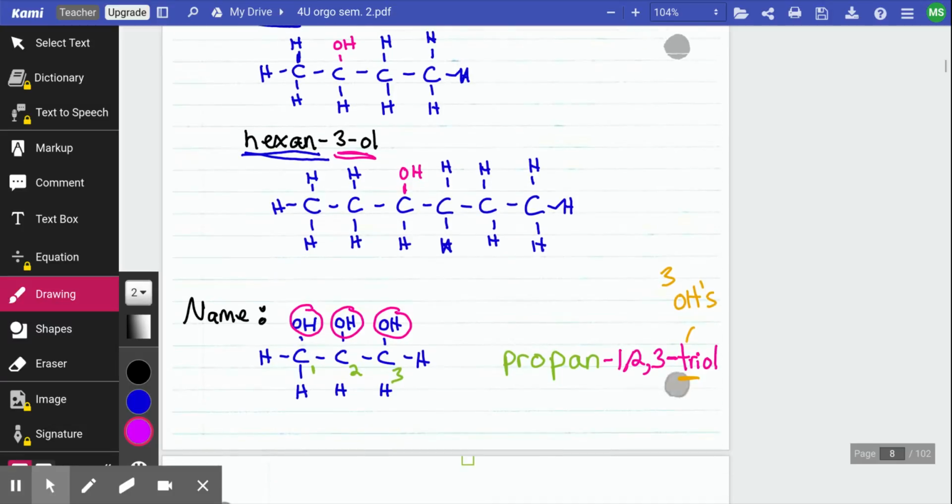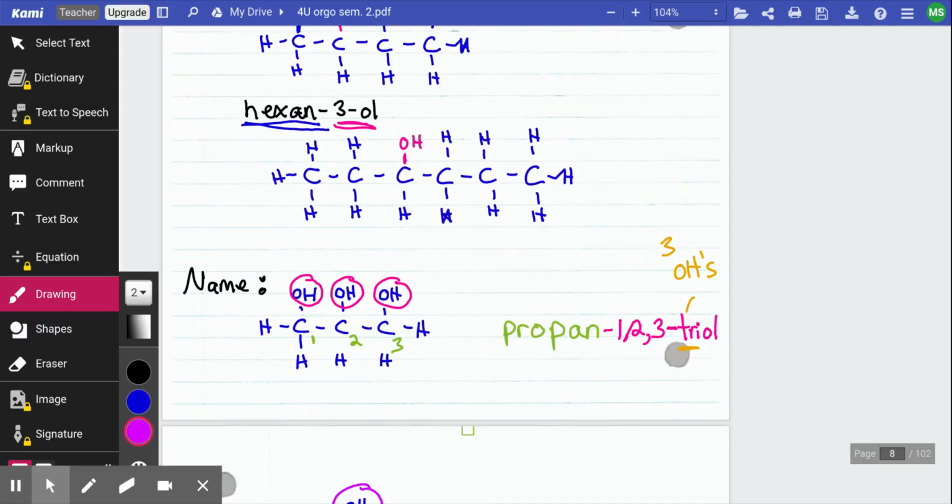Another example is this one right here. Example where we see that we have 3 hydroxyls. Because we have 3 hydroxyls, our name has to reflect that. So the name for this one is prop because we have our 3 carbons, and because they're all single bonds. And then it's 1, 2, 3 triol. And so we use the tri to indicate that there's 3 hydroxyls. If there was 2 hydroxyls, it would be a diol. If there was 4, it would be a tetraol. Probably will not see a tetraol.